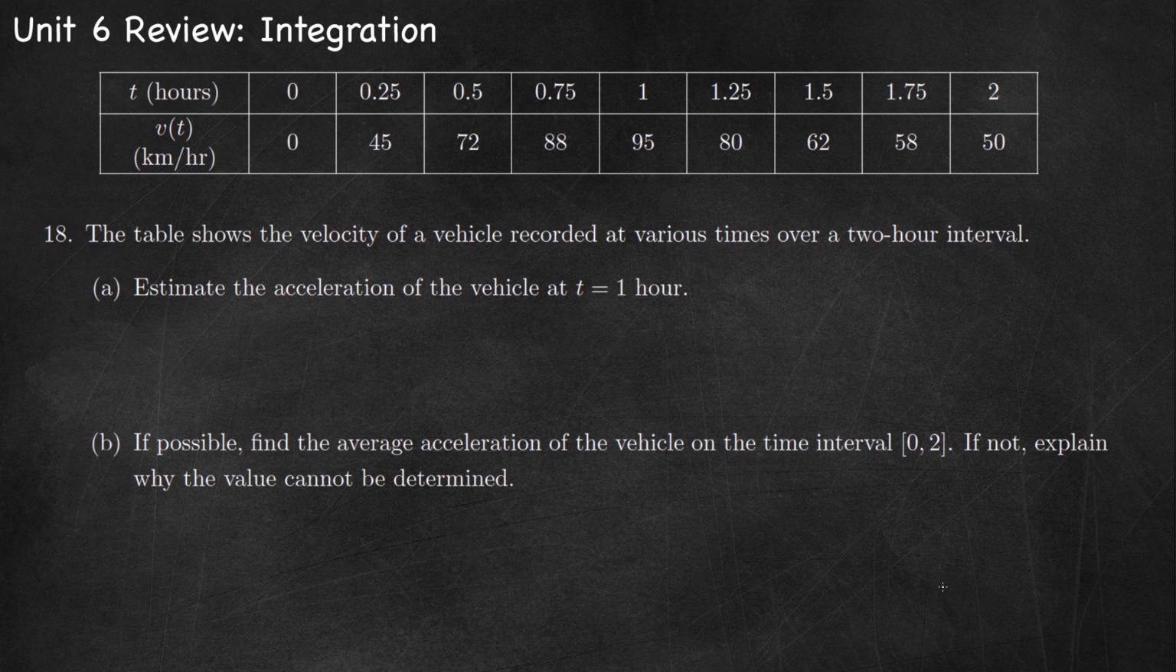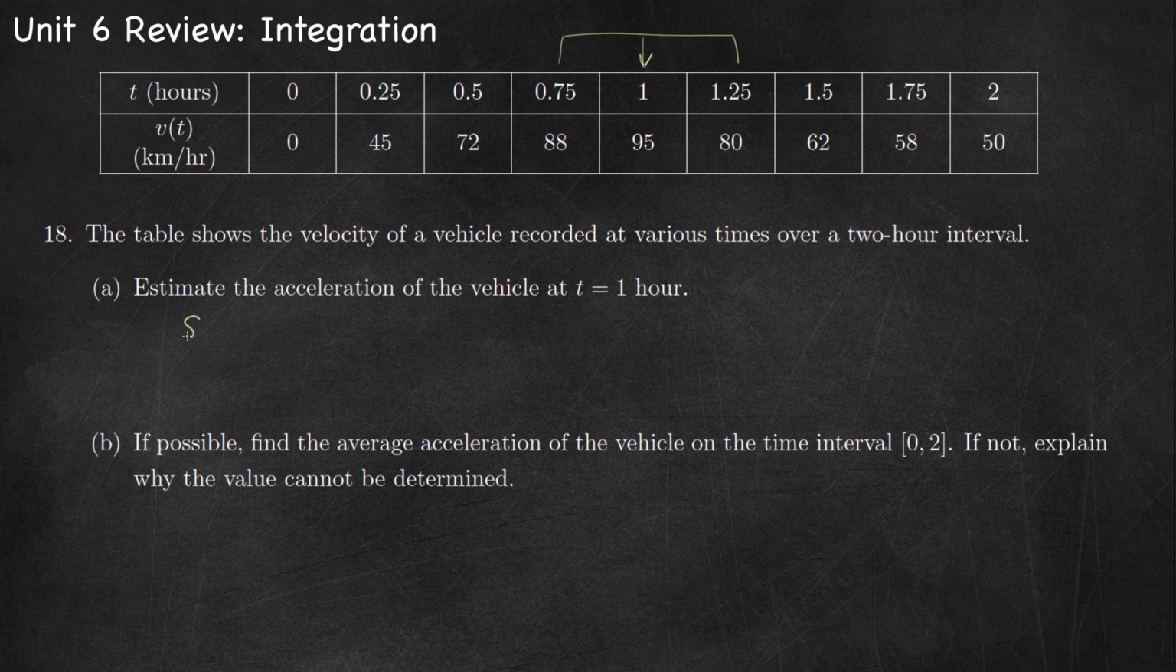Number 18, the table shows the velocity of a vehicle recorded at various times over a 2-hour interval. Estimate the acceleration of the vehicle at t equals 1 hour. So our table shows us various times and then the velocity at those times. If we want to estimate acceleration, acceleration is the derivative of velocity, or the average rate of change of our velocity. So we're going to pick the closest two surrounding points. We know the velocity at 1. We want the acceleration at 1. We're going to pick the closest two surrounding points and calculate the average rate of change on that interval.